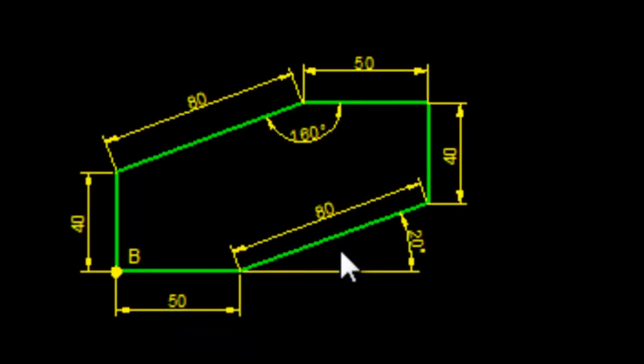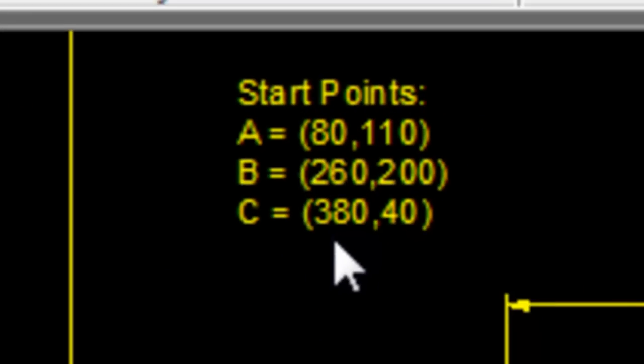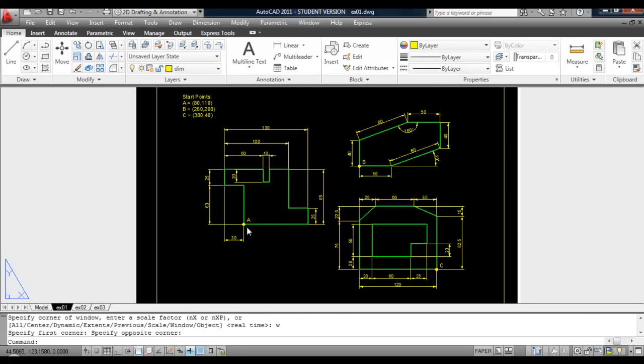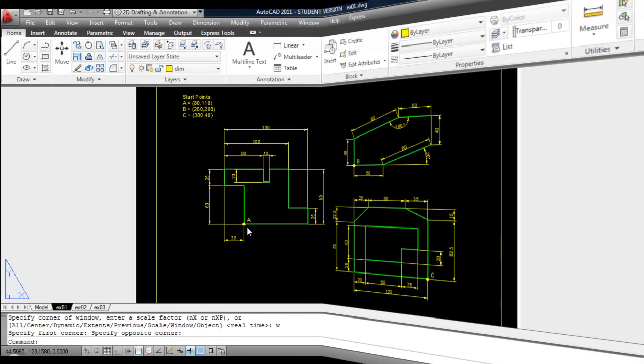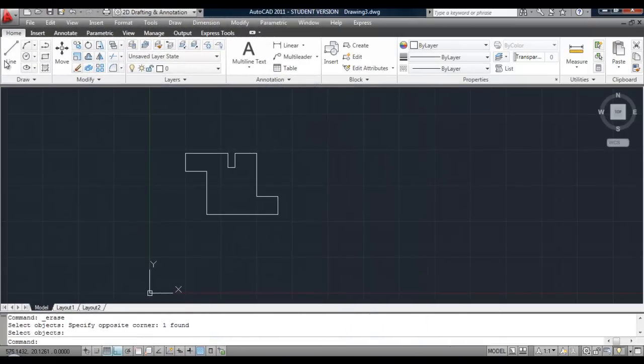So for this shape here, we will have a start point of 260, 200. So let's go back to our previous drawing, which we started previously. Click on draw line and type in the coordinate you want to start at, 260, 200. Ortho is still on, we're drawing horizontal and vertical lines, so give it a direction, type in the number, hit return.